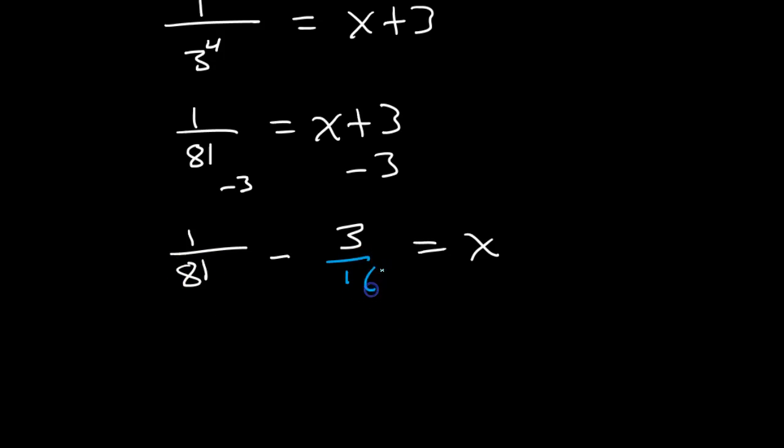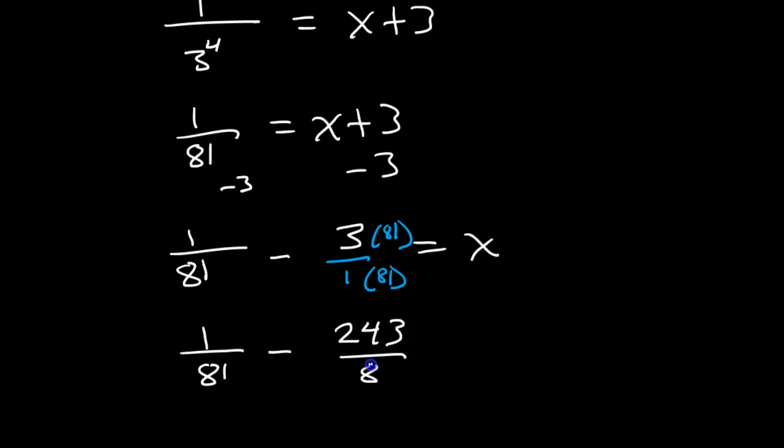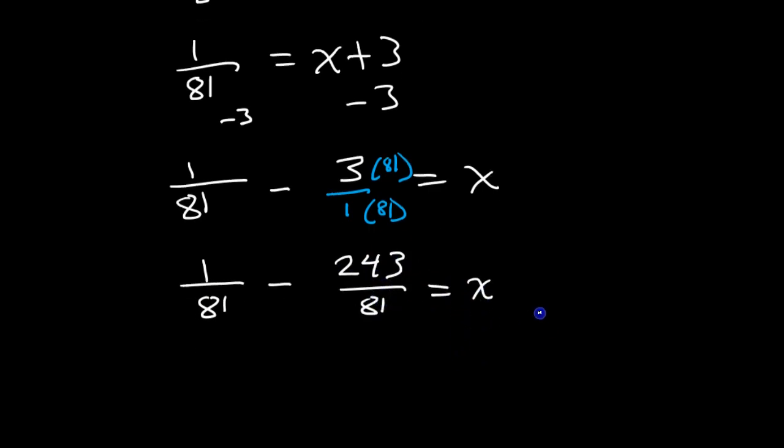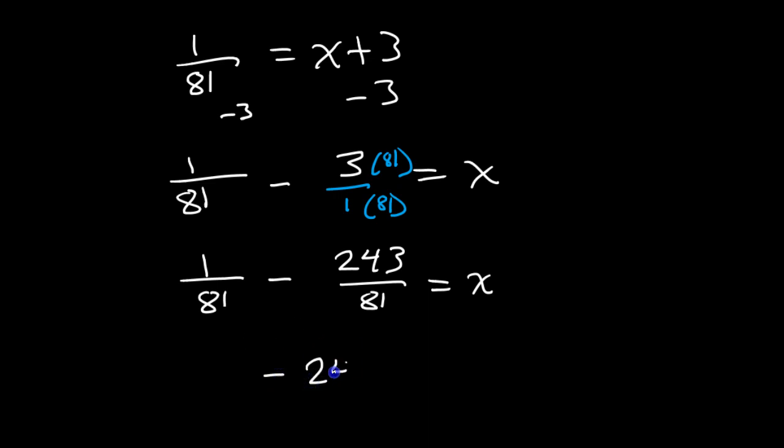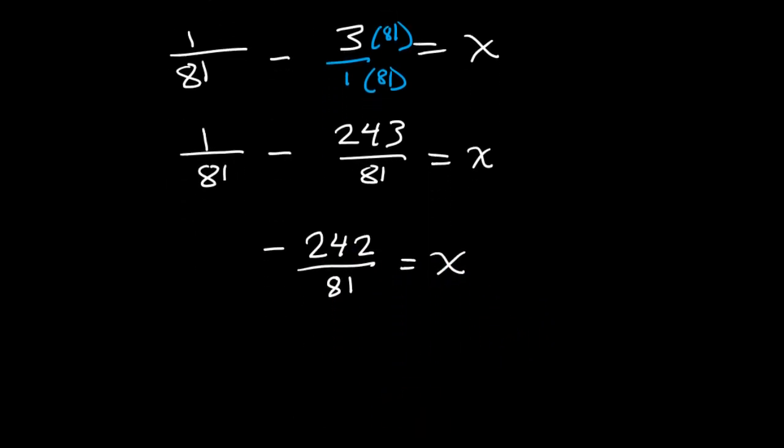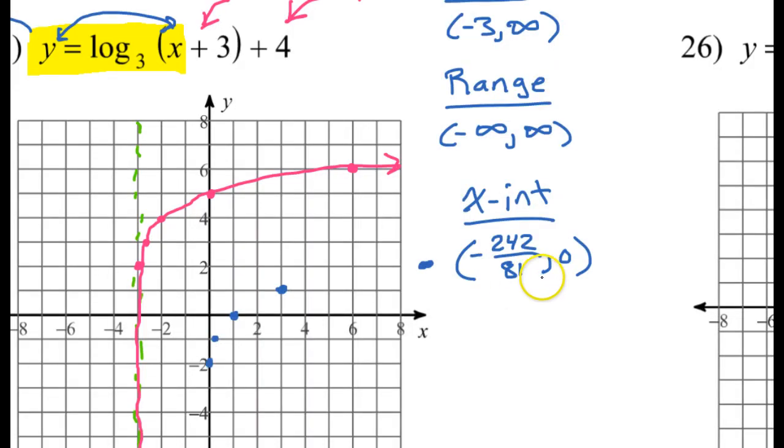I need like denominators though, so this is like 81 over 81. So somebody help me out. What is 3 times 81? 243. So I have 243 over 81. So that's going to make negative 242 over 81. Okay, so that means that the x-intercept is going to be negative 242 over 81, comma 0. So kabam, there you go.